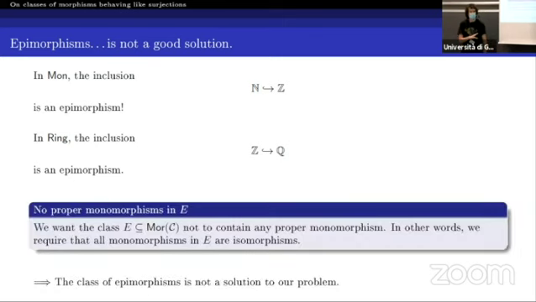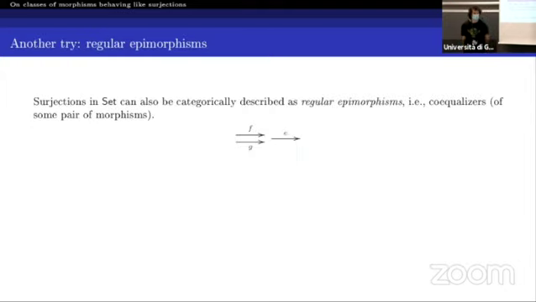And so the first property we're going to require for the class E is that there is no proper mono. So every mono in E is an iso. And therefore, the class of epis is not a good solution for our problem. So let's try something else.